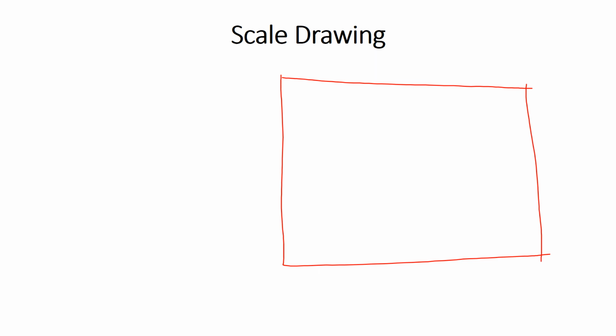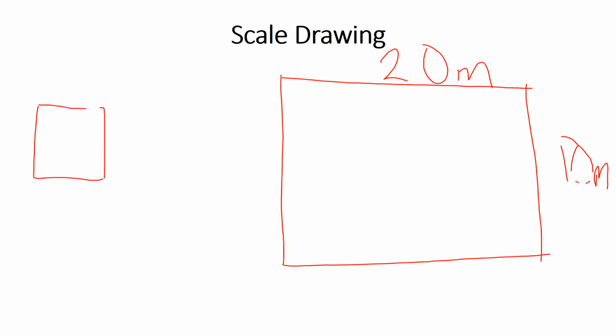Okay, so now whatever the dimensions of this plot, we can say it's 20 by 10. So this is 20 meters by 10 meters. You want to represent these dimensions on a small piece of paper, which is maybe 15 centimeters by 30 centimeters. So you can't draw the actual plot on the piece of paper. You need to scale down.